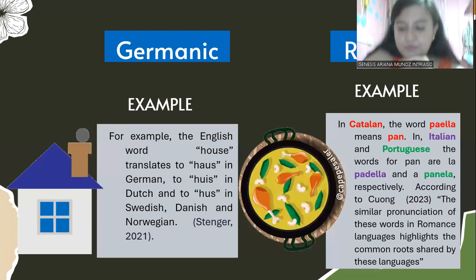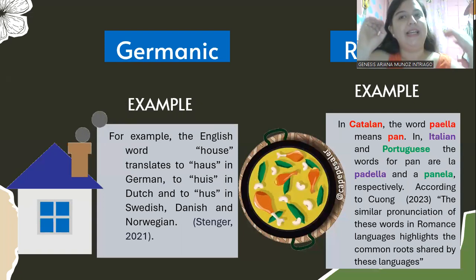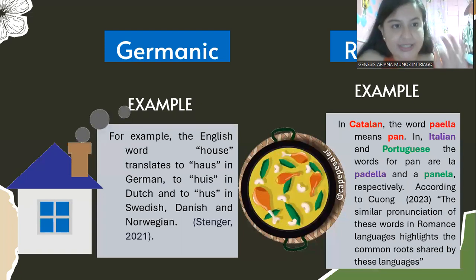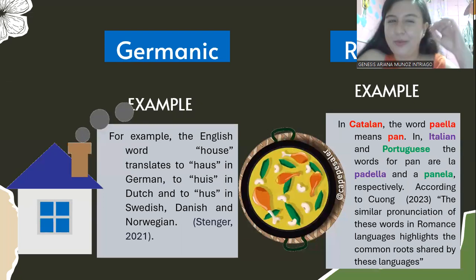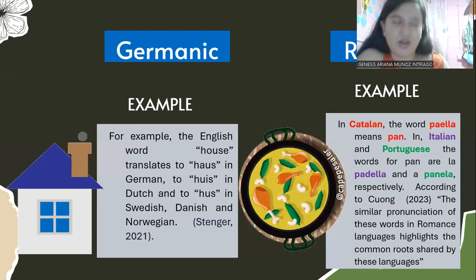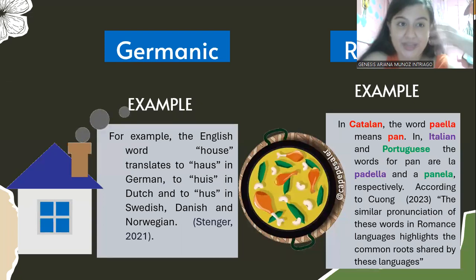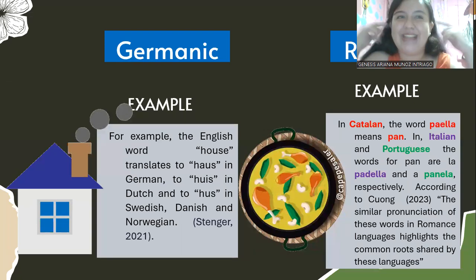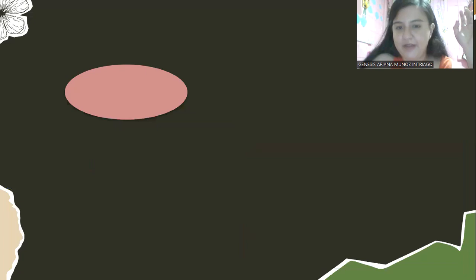So now, it is very important for you to consider that the fact that two words in two languages sound similar or are written in a similar way does not necessarily mean that they belong to the same language family, okay? Because to identify when two languages belong to the same language family, it is important that they not only sound similar, they also must share the same meaning, okay?